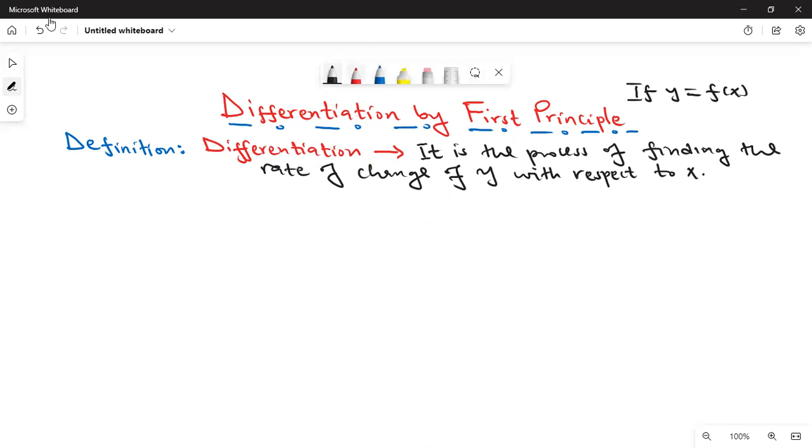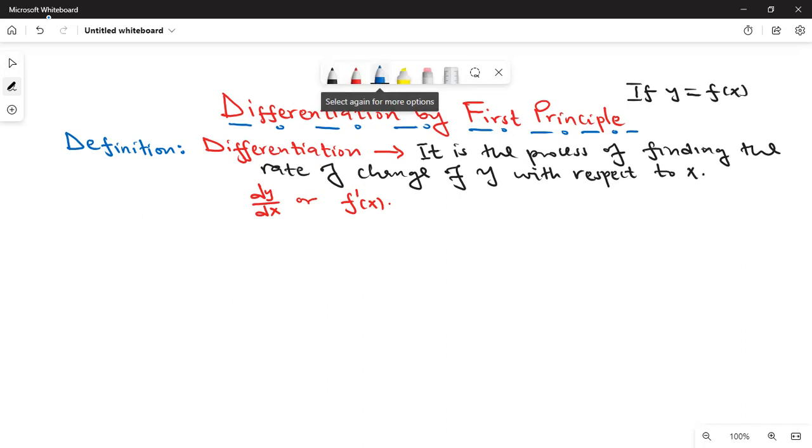So for the case where y is a function of x, it means we are going to be finding dy over dx, that is the rate of change of y with respect to x, or f prime of x, still the rate of change of that function. So this process of finding dy over dx or f prime of x, that is what we are calling differentiation. Now, the first principle is simply a formula that will give you that derivative. So before I define the first principle, I want us to take note of this.